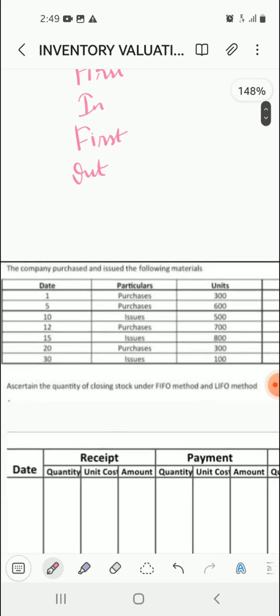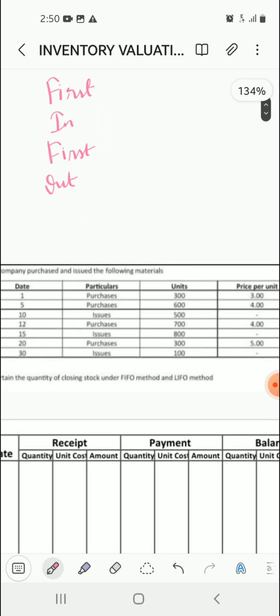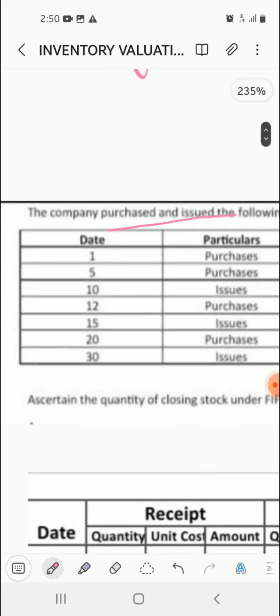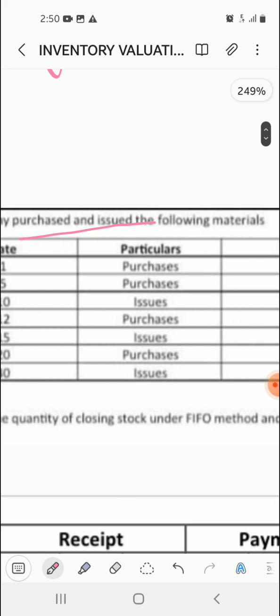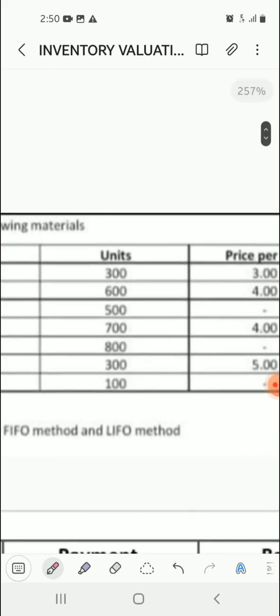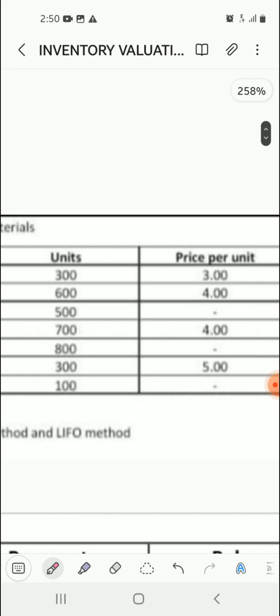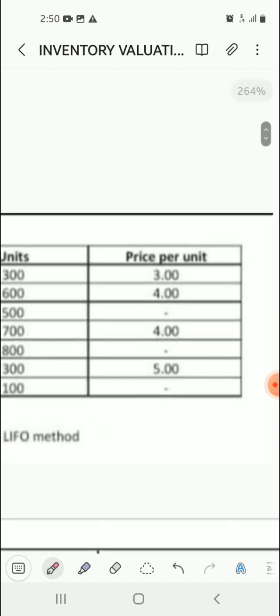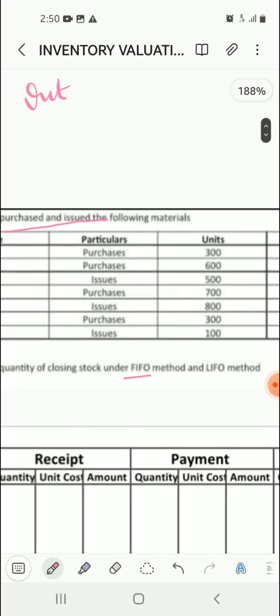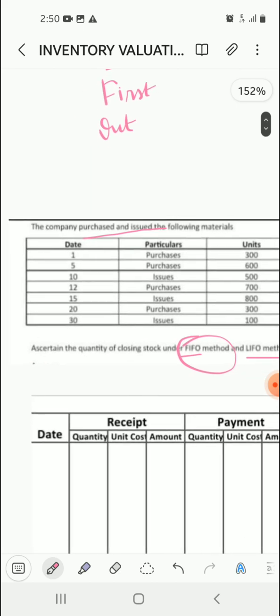See, we've got a question: a company purchased and issued the following materials. Dates are given, the purchases are given, the units purchased or issued are given, and also the price, that is the unit price, is given. We have to follow the FIFO and the LIFO method. In this video I'm going to show you the FIFO method, and in the next one you can watch the LIFO method.